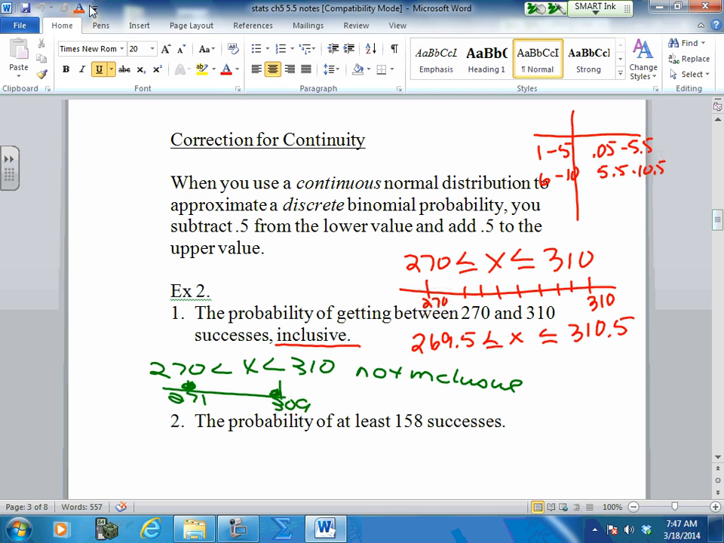So the best way to do correction for continuity is to lay out the pieces that you think you're working with.